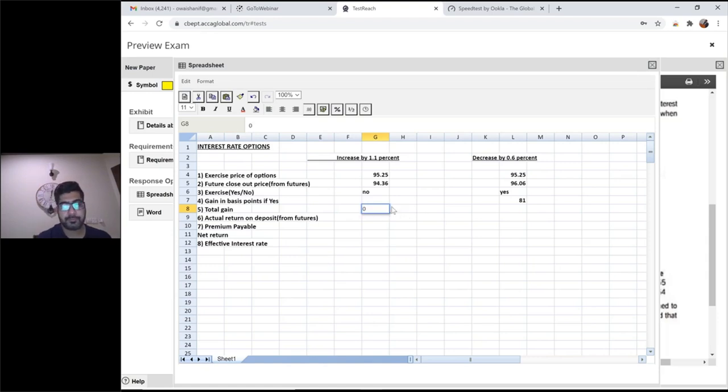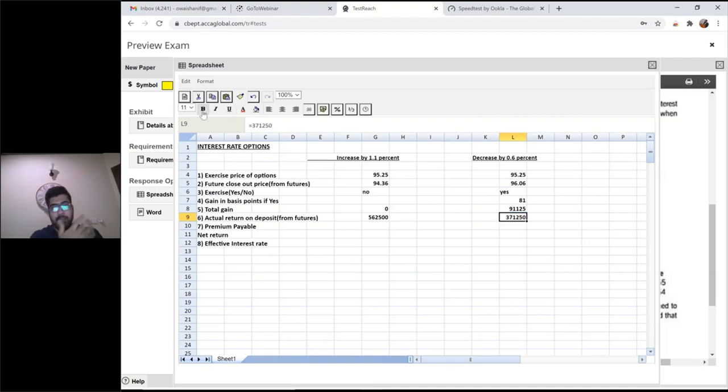This makes it 0 because there is no gain. And this makes it 91125. Okay, then actual return on deposit or actual cost of borrowing from futures. So actual return on deposit from futures was increased by 1.1%, 560 to 500. And decreased by 6%, 371250.